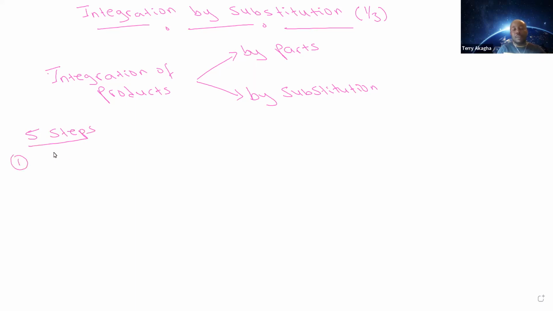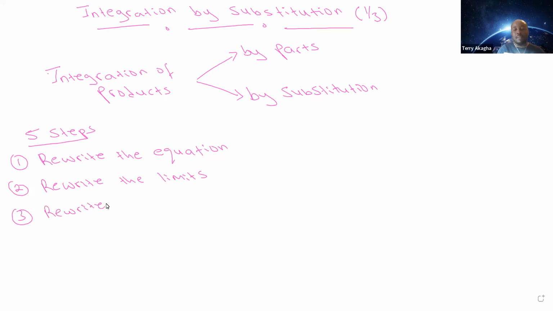Now, the first step is that you have to rewrite the equation with a new variable. Then the second step is that you have to rewrite the limit. This is particularly important if it's a definite integral. If it's a definite integral with limits, then you have to rewrite the limit. If there are no limits, so that means an indefinite integration, then you just skip step 2 and go to step 3.